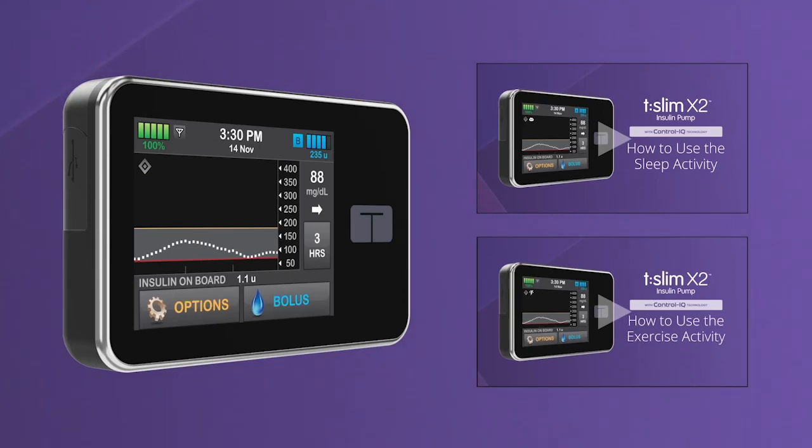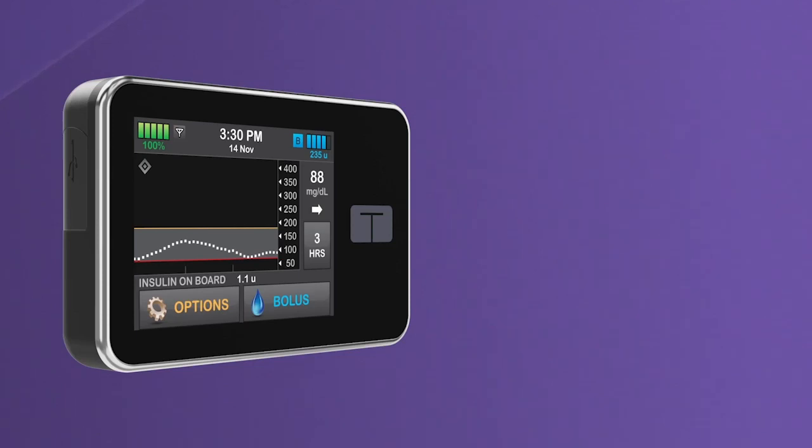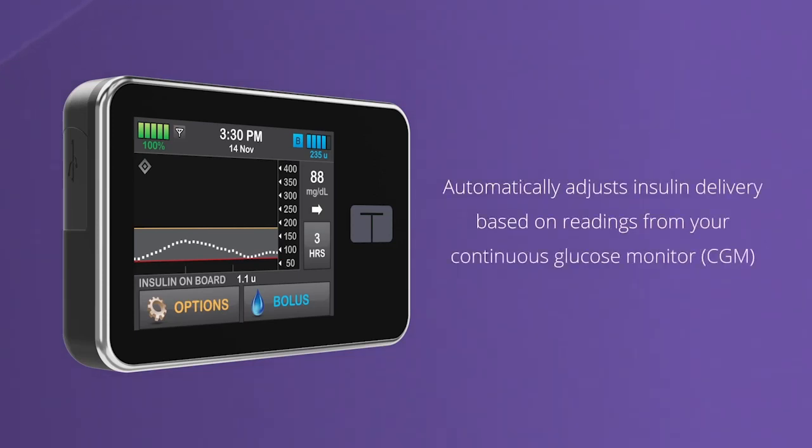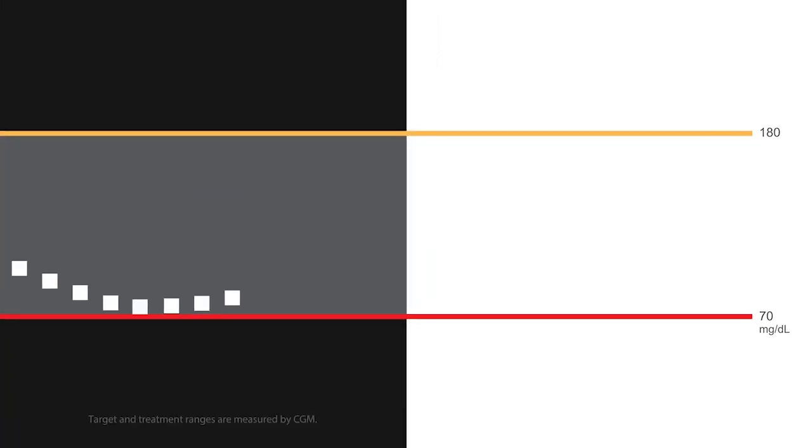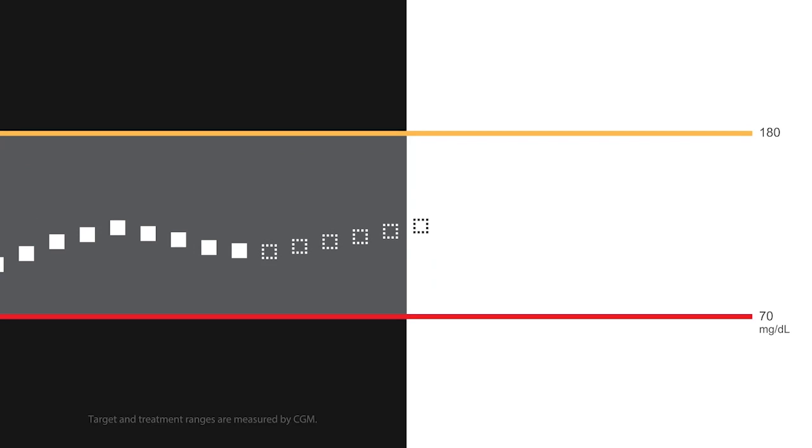The goal of Control-IQ technology is to minimize the burden of managing your diabetes by automatically adjusting insulin delivery based on readings from your continuous glucose monitor, or CGM. Using readings from the Dexcom G6 CGM, Control-IQ technology predicts what your glucose will be in 30 minutes and adjusts insulin delivery accordingly.